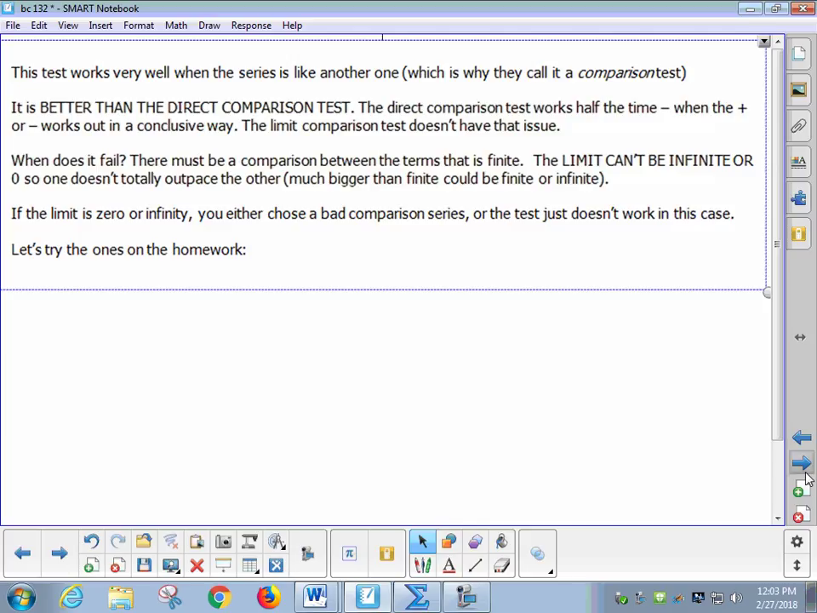It fails, like I said, when the terms don't compare well. If you try this comparison test and get 0 for a limit, then that means one of either two things. The test just isn't right for the situation, or you chose a bad series to compare to. The terms don't really compare to each other. The series you're trying to compare to is not really like the one that they're asking for. All right? In that case, then, you either go at it a different way or use a different test.